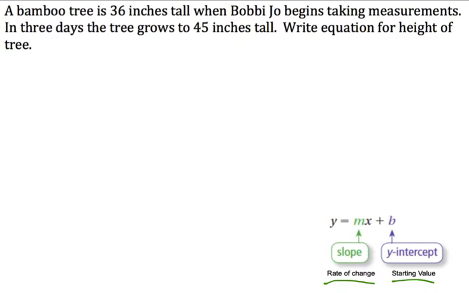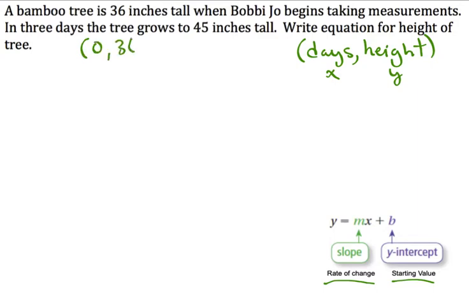We actually have 2 points in this problem because the x represents the number of days that the tree has been growing, and y represents the height of the tree, how tall the tree is. We have x and y. So the bamboo tree is 36 inches tall when Bobby Joe begins taking measurements. That would be day 0. In 3 days, it has grown to 45 inches. So these are 2 points from this problem.